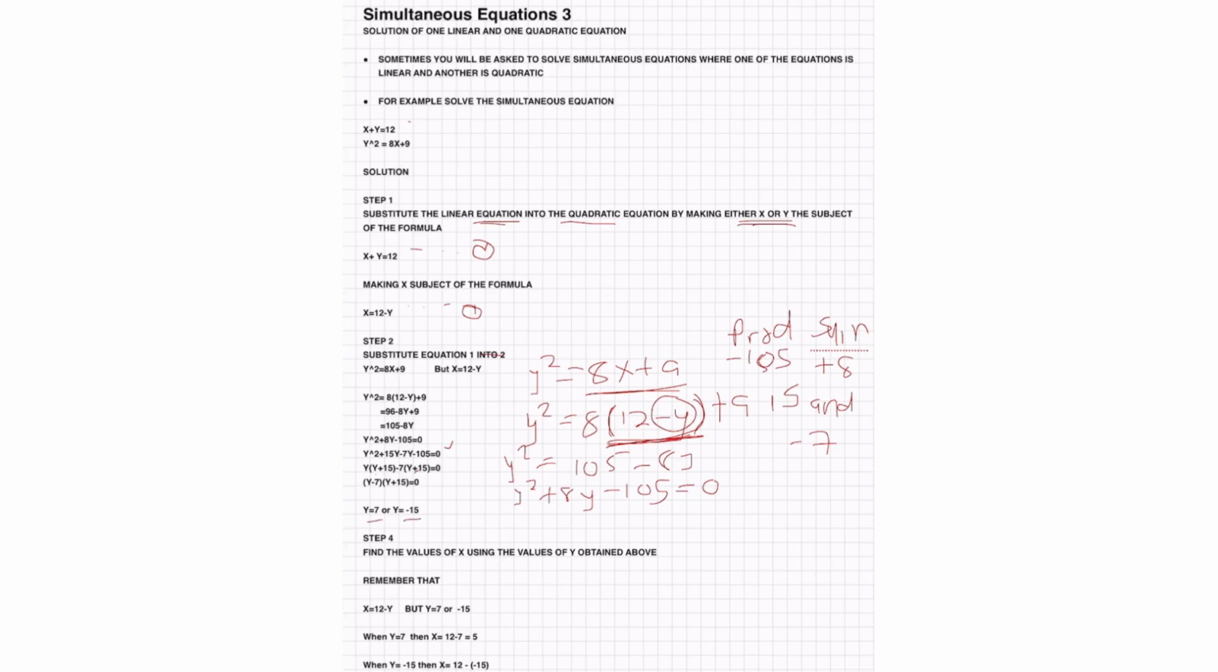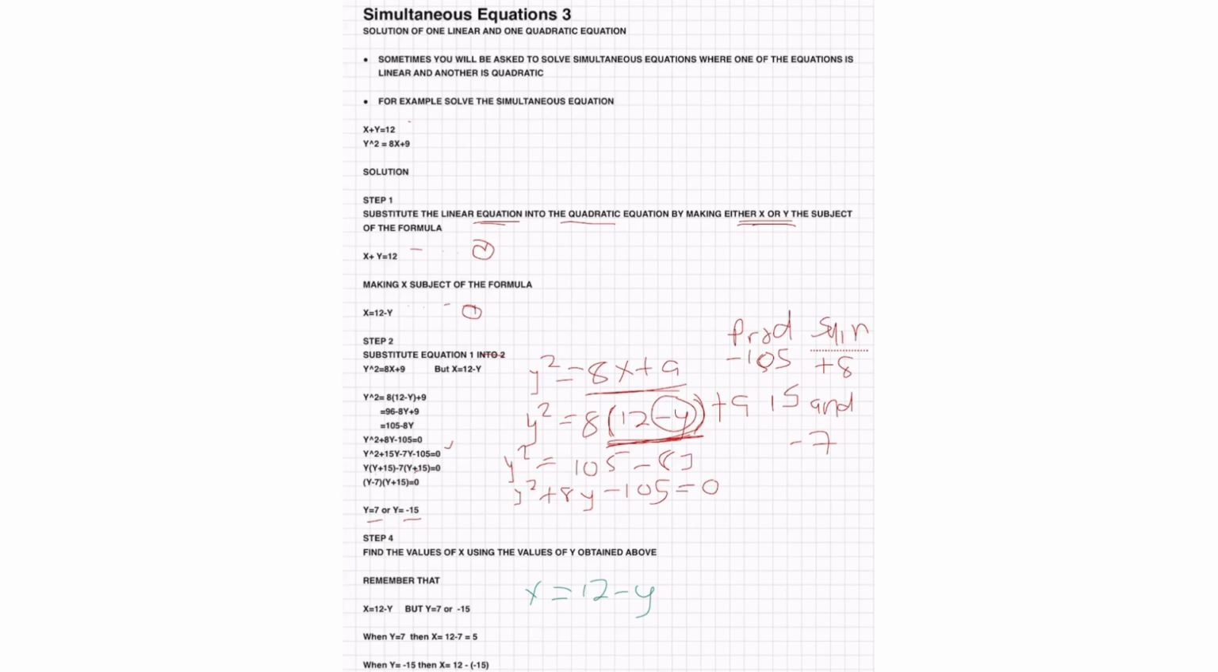So moving on now to step number 4. In step number 4, what you're going to do is that you found two values of y, and now you need to find the value of x. So how do you go about finding the value of x? Remember that initially we had said x equal to 12 minus y. So wherever there is y now, you're going to substitute with the value of y that you got on step number 2.